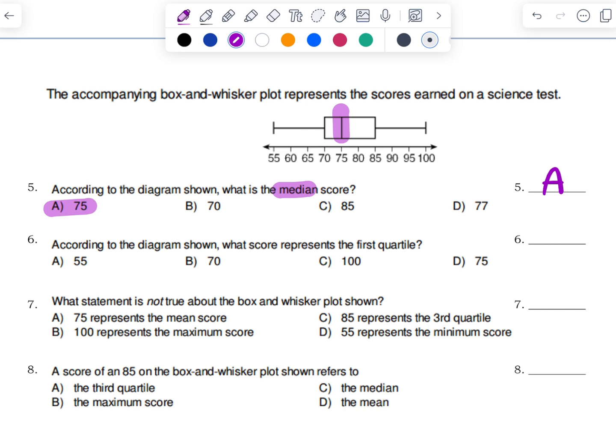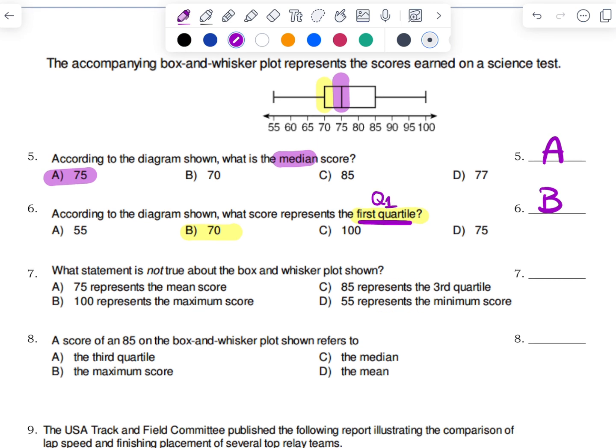All right, and then according to the diagram shown, what score represents the first quartile? Okay, now remember, that's in our calculator, that would be the Q1 value, but just on our visual, remember, that's just this line right here where that first tail ends and that box starts, okay? So it's where the box meets the whisker, and so that's 70. All right, so that means our answer here will be B.